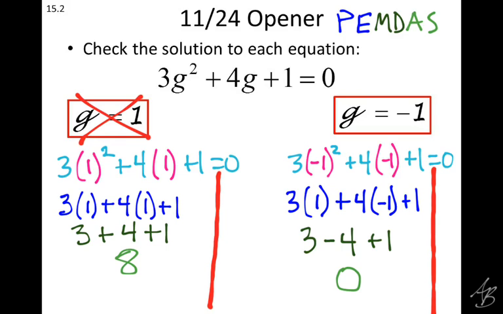So is that a solution? Yes. Since we got 0 on the left and we got 0 on the right, -1 is going to be one of the answers for G. There actually is another answer for G. We didn't get it, but this is also not an equation that we know how to solve. So we wouldn't know how to go back and figure out what the other answer is for G. So this is all we're asking you to do here.